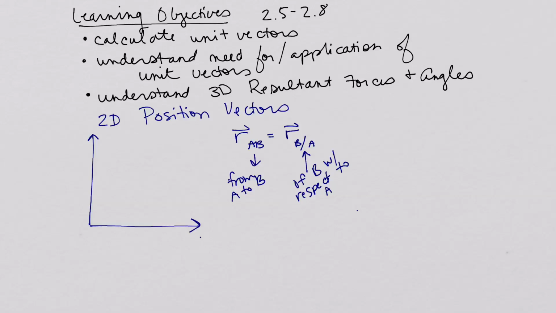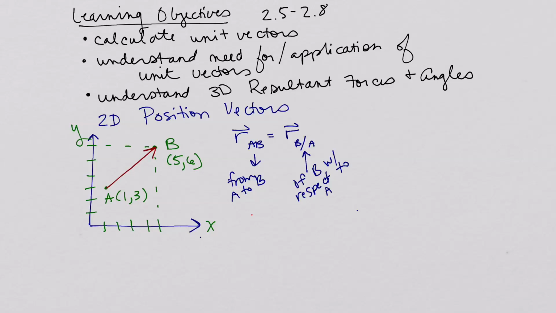Basically for this one, let's say that A is 1 in x and 3 in y: 1, 2, 3. So that's A, and that's (1, 3). This is x and y. And then it's going to B, which is 5, 6: 1, 2, 3, 4, 5, and 1, 2, 3, 4, 5, 6. So that's B, and that's (5, 6). And it's going from A to B.